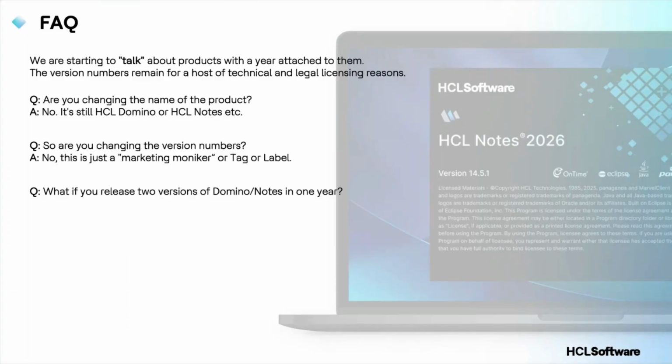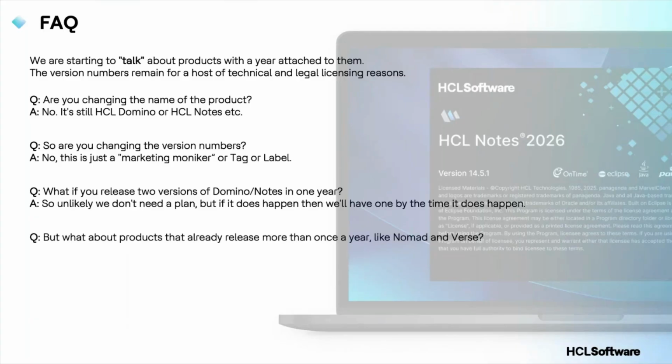So what if we release two versions of Domino in one year? How are we going to cope with that? Well, we have absolutely no plans for that to happen, and so we don't have a plan for that. If we were to get to that point, then we would absolutely make sure that we've got a plan by the time that happens, and we'd make sure that it's going to work out.